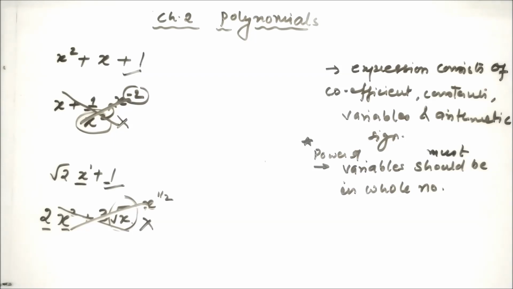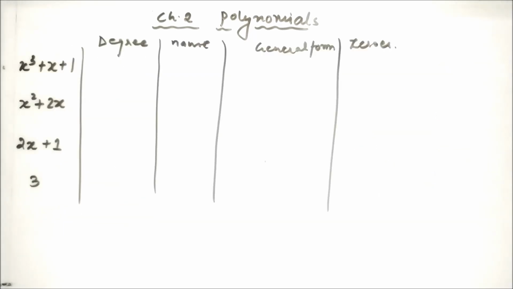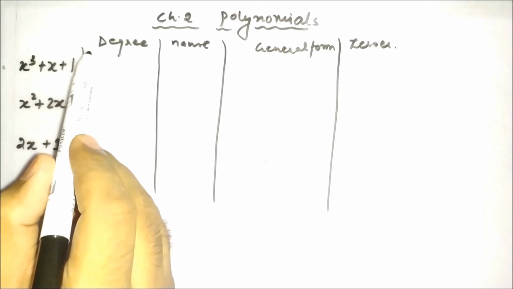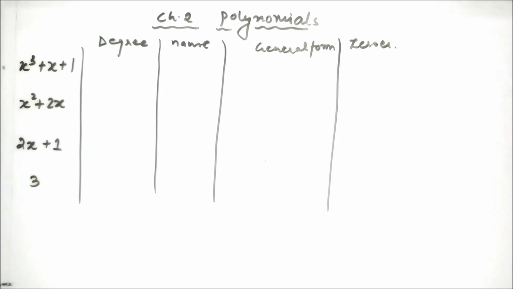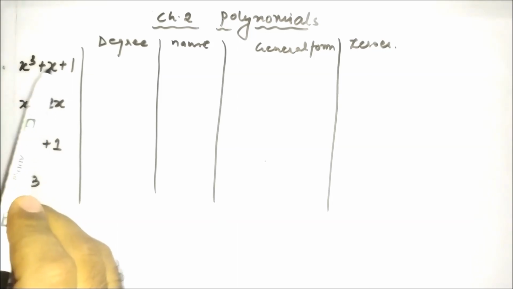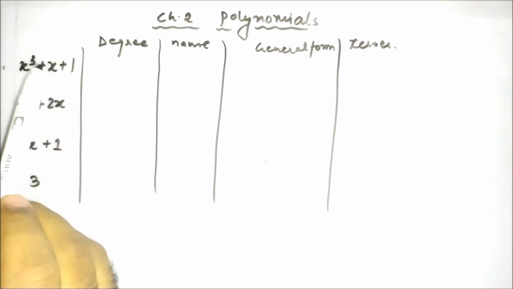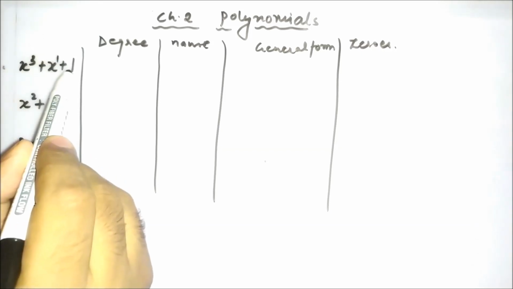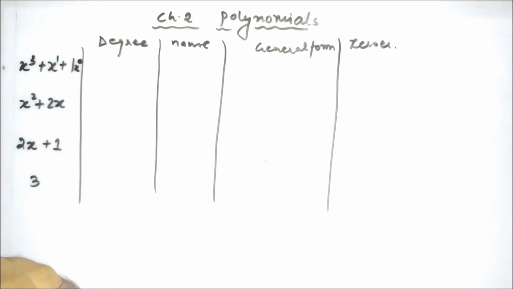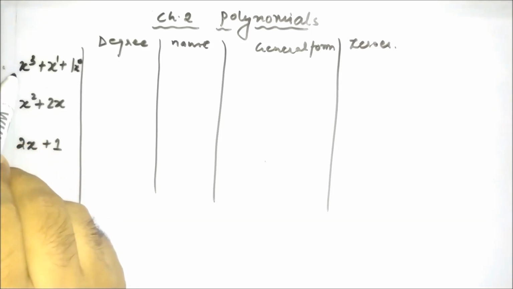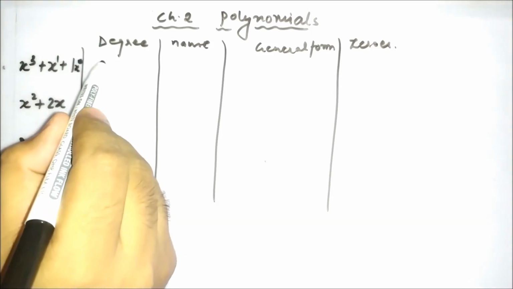Okay, now let us understand a few terms related to polynomials. To understand different terms of polynomials, I have made this table. Here I have written a few examples of polynomials. First we need to understand what the degree of a polynomial is. For the degree, we need to check the power of variables. The highest power of the variable in the expression is the degree of that polynomial. So here, the power of variable x is 3, here the power is 1, and here as nothing is written, we can say the power is 0. So the highest is 3, so the degree of this polynomial will be 3.